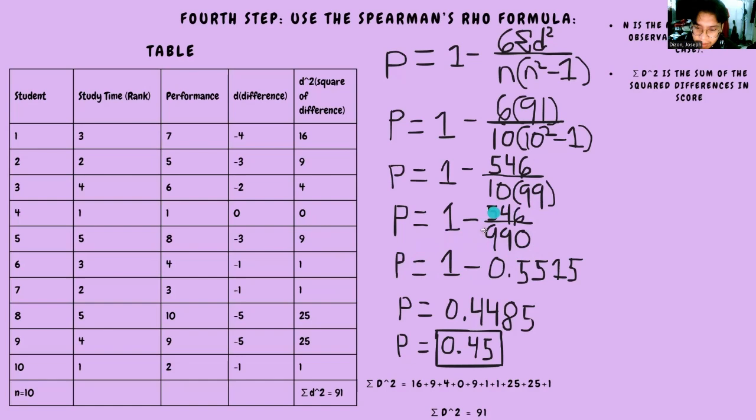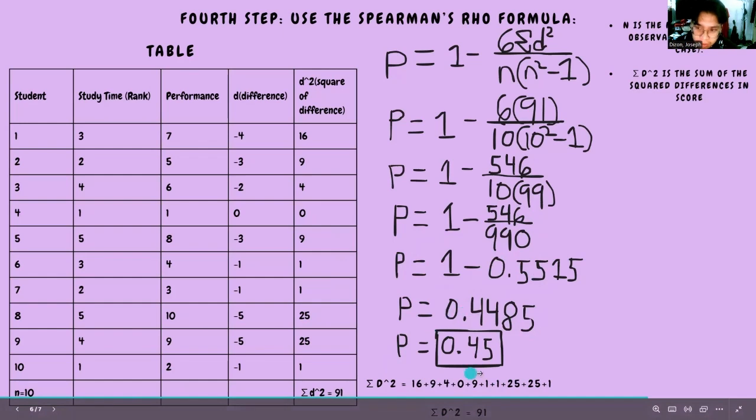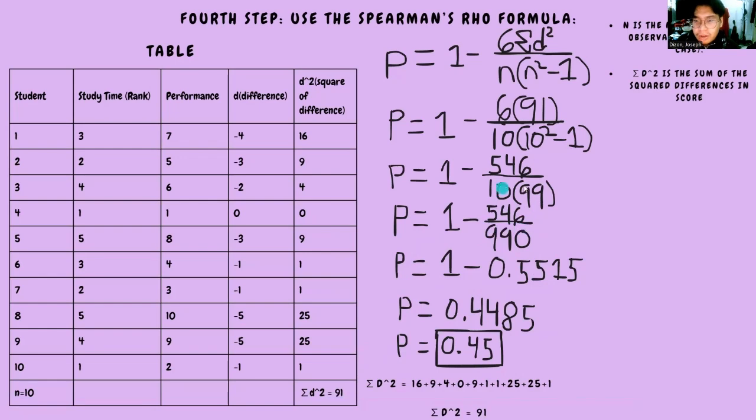Now, if we divide that, we get 0.5515. Now, we subtract 1 with 0.5515, we'll get P is equal to 0.4485, which when rounded up goes to 0.45. So in conclusion, P is equal to 0.45 in this sample problem. And that's all you need to know about Spearman-rho and how to manually calculate it.